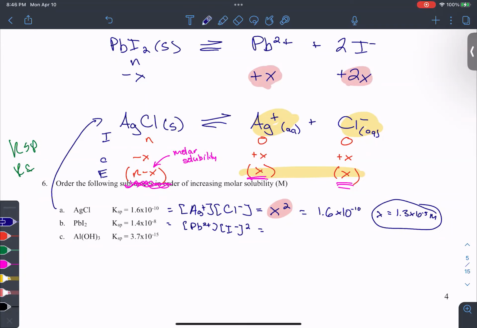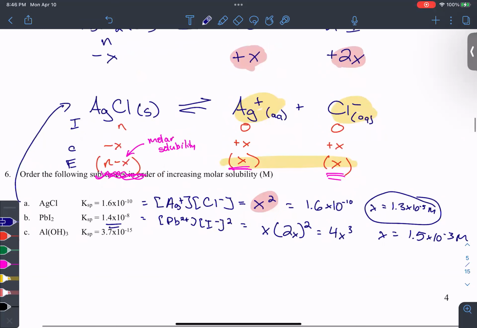So we see that getting K in terms of X, you'll get X times 2X squared. And this reduces down to 4X cubed. And then you set that equal to that KSP value, and you can solve for X. And so X in this case is 1.5 times 10 to the negative 3. Okay. So just based upon these two numbers, what is more soluble in water, lead iodide or silver chloride?